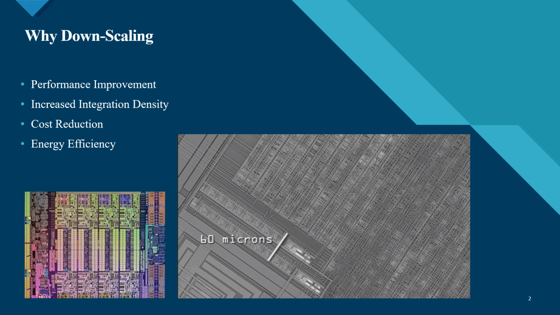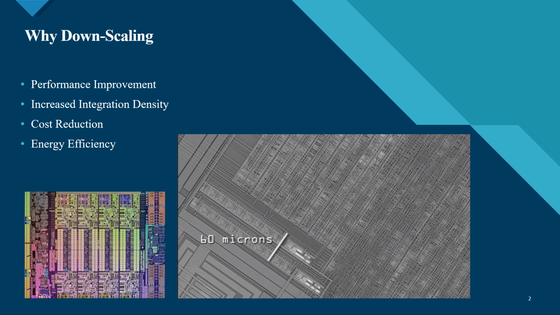The second is increased integration density. Downscaling allows for packing more transistors into a given area of a semiconductor chip. This increased integration density enables the development of more complex and powerful integrated circuits, facilitating the creation of advanced technologies like high-performance processors, memory chips, and sensors.